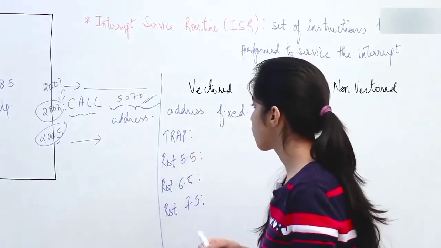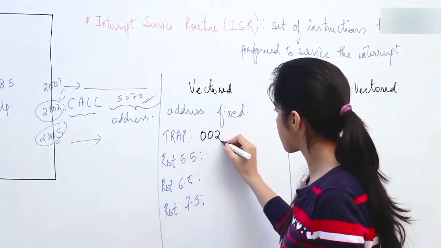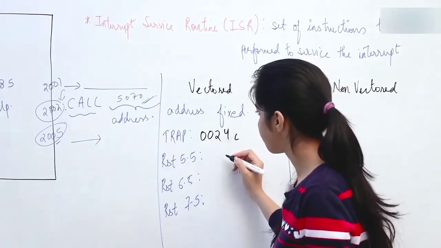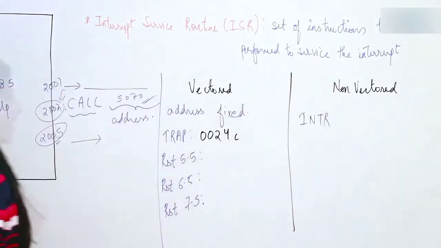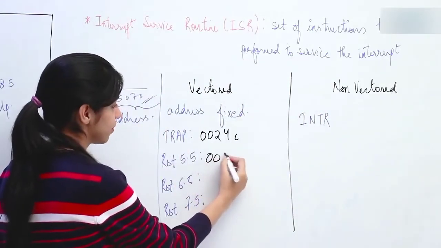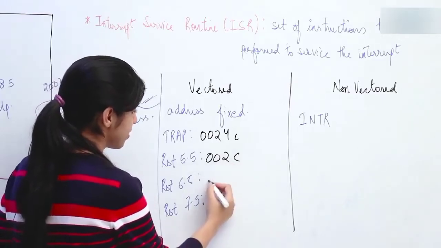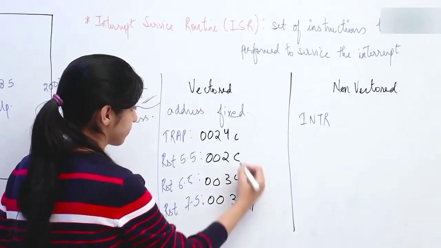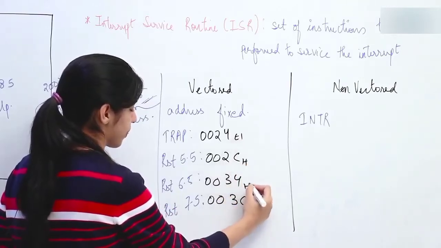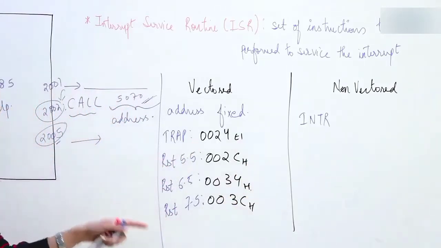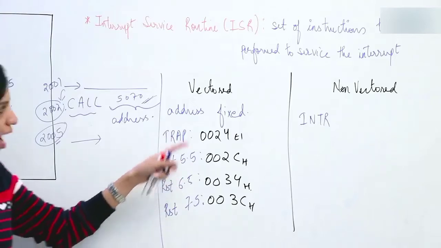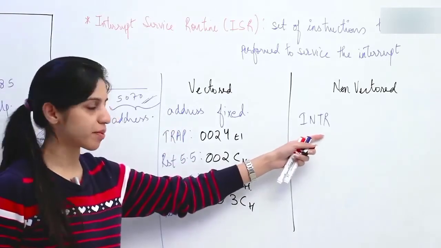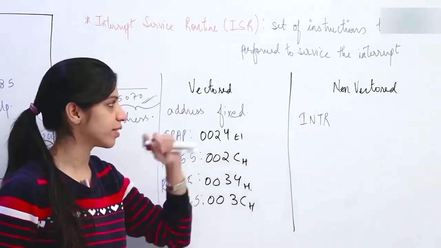The address for TRAP is 0024, for RST 5.5 it is 002C, for RST 6.5 it is 0034 and for RST 7.5 it is 003C. These are the fixed addresses for these four interrupts, although the address for INTR is not fixed. So this is a non-vectored interrupt.